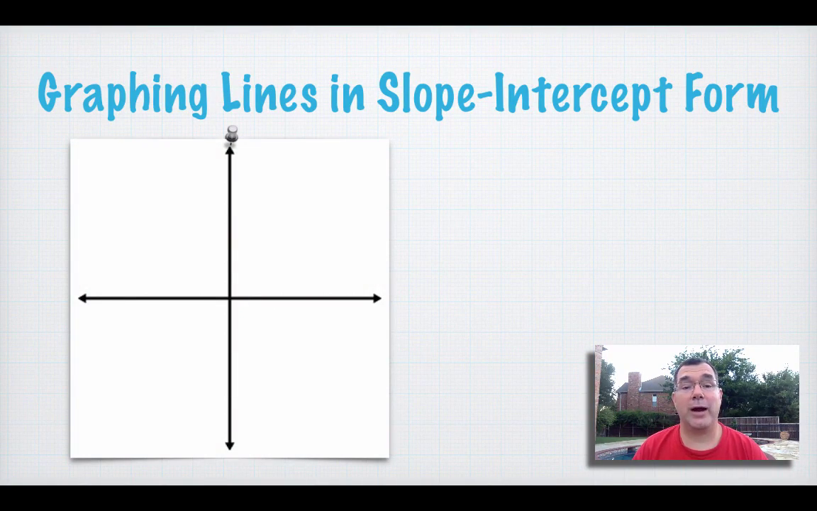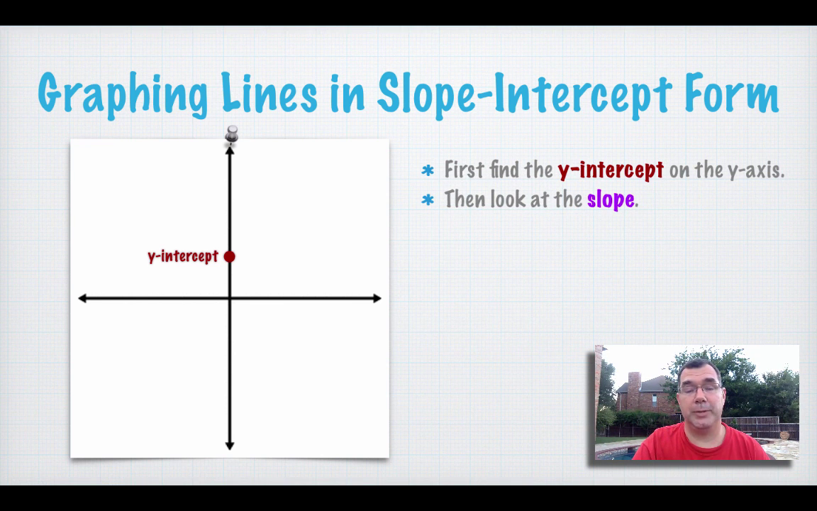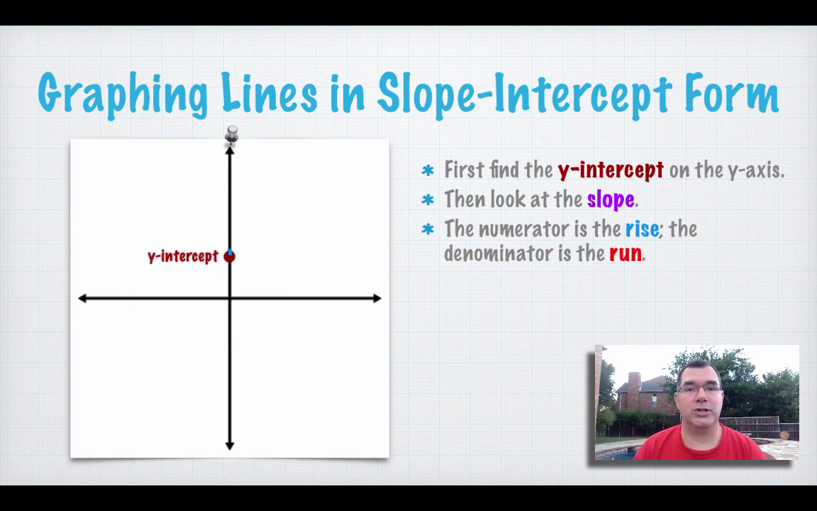Okay, so here's how I graph lines in slope-intercept form once they're in that form. What I'm going to do is I'm going to look at that number that's at the end that was being added or subtracted, and I'm going to find that number on the y-axis since it is the y-intercept. Then I'm going to look at the slope. Now, the slope is usually made up of a fraction. If it's not a fraction, if it's a whole number instead, you can put that whole number over 1, and then it looks like a fraction.